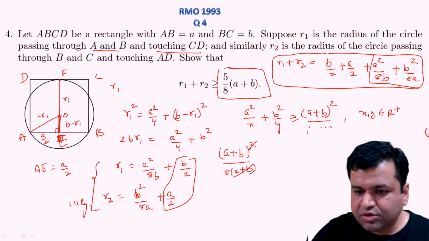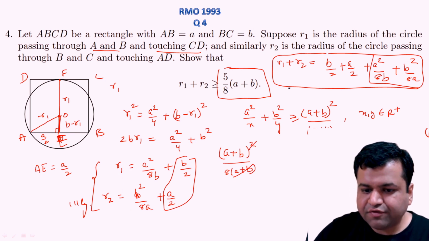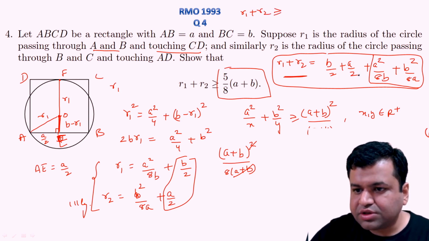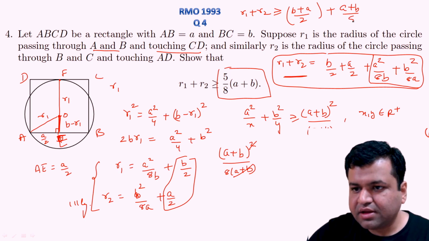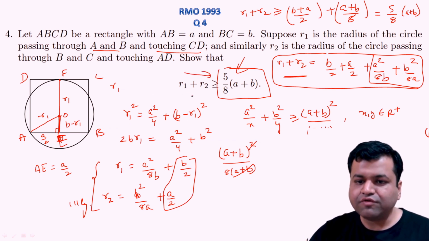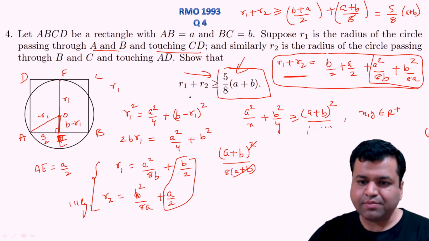So this got cancelled out. So what we have found is that this r1 plus r2 will be greater than or equal to b plus a upon 2, and plus, in place of this, we can write a plus b upon 8, and this is equal to 5 upon 8 times a plus b, right. So that is what we need to prove, that r1 plus r2 will be greater than or equal to 5 upon 8 of a plus b.